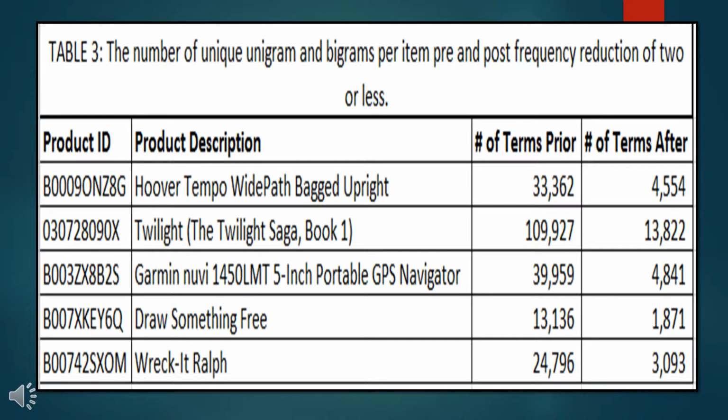This table shows the number of unique unigrams and bigrams per item pre and post frequency reduction of 2 or less. As you can see, by simply removing terms that had a frequency of 2 or less, this had a significant impact on the reduction of the number of unique terms. For example, if you look at the Twilight item, before there was about 110,000, and with that reduction, it reduced it to less than 14,000.